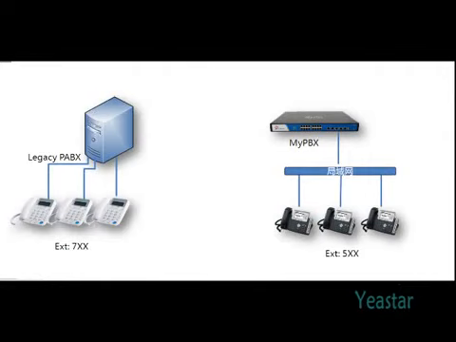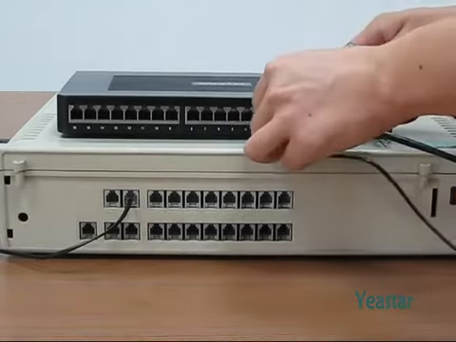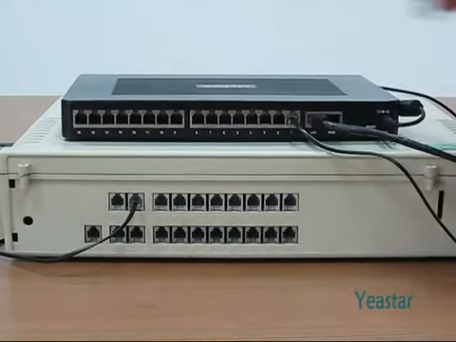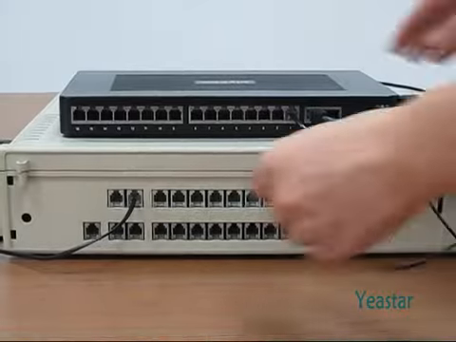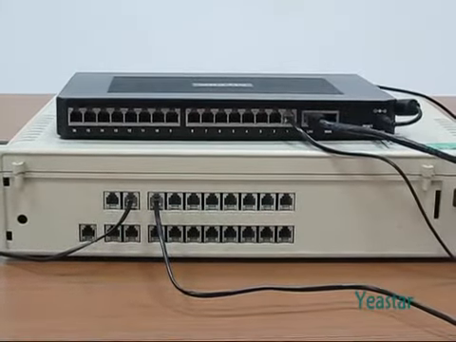Suppose the extension numbers of the traditional PBX are 3-digit numbers starting with 7, and those of MyPBX start with 5. Plug the telephone wire into the FXO port of MyPBX and the other end of the wire into the FXS port of the traditional PBX.